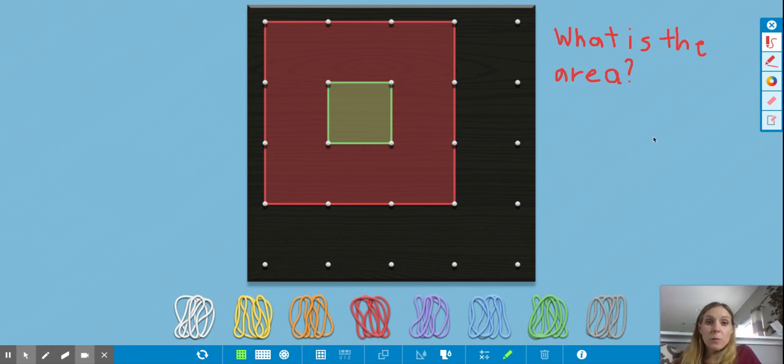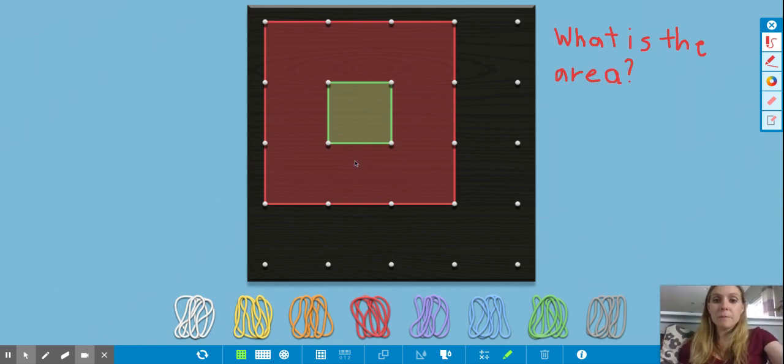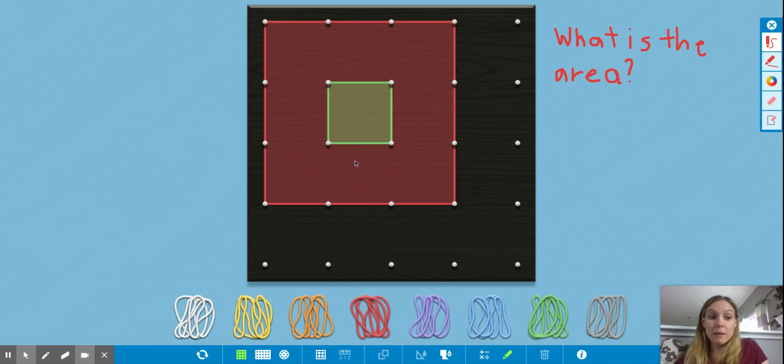All right, so one of your exit slips or activities is for you to find the area of a shape, but there's a part that's taken out. So instead of being able to just multiply like usual, you'll have to do a couple of steps. So I thought I'd give you a video example of that.